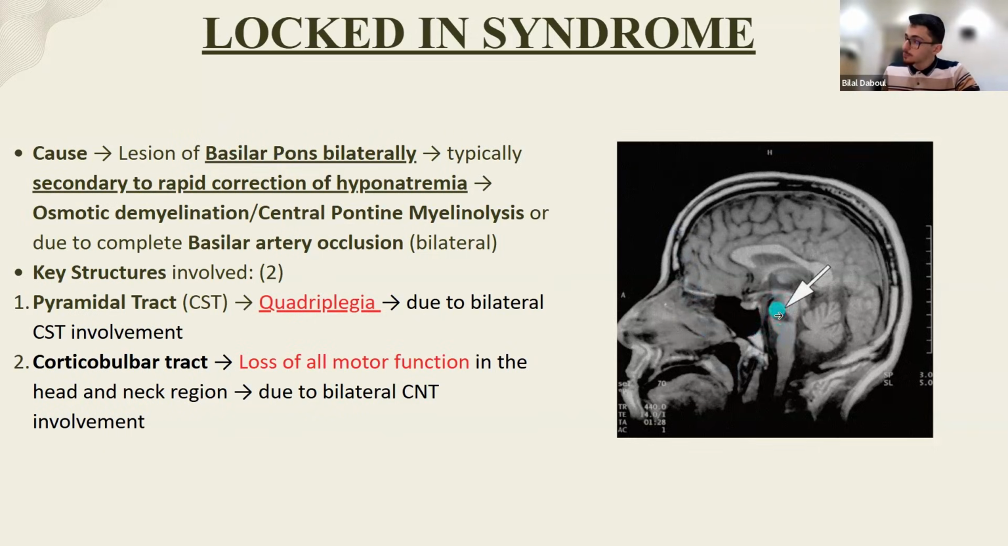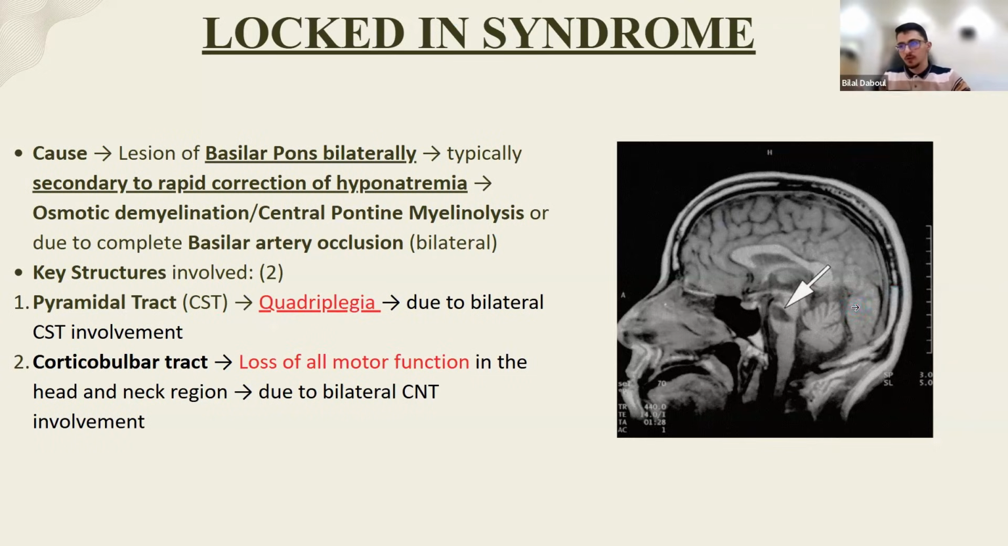So that's the basilar pons, okay? You have complete demyelination of the basilar pons. So you have bilateral involvement of the corticospinal tract, producing quadriplegia. For locked-in syndrome, the case will always be a patient presents to the clinic with hyponatremia, the physician corrects it too quickly, and you end up with quadriplegia. If you just know that quadriplegia relates to locked-in syndrome, that's all I need. Okay, that's all I need.